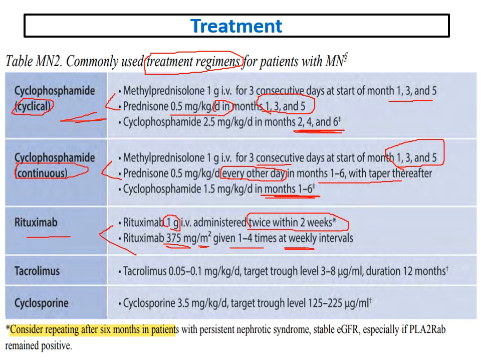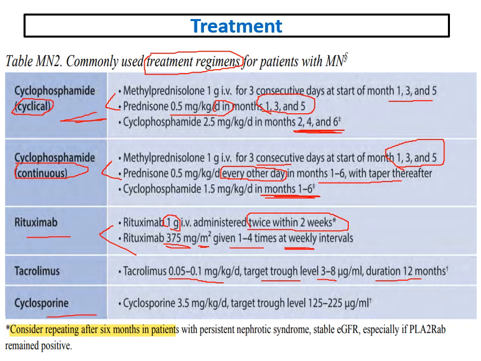Tacrolimus. Usually you give it in a dose of 0.05 to 0.1 milligram per kg per day in 2 divided doses, with a target trough level of 3 to 8, with a duration of minimum 12 months. We cannot give CNI for less than that. A minimum of 12 months. Usually we will continue more to avoid the higher relapse rate.